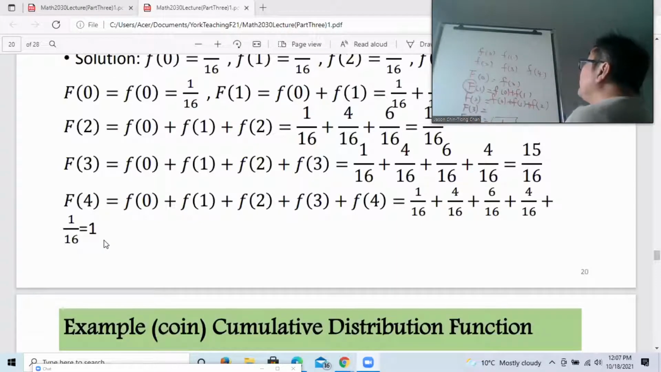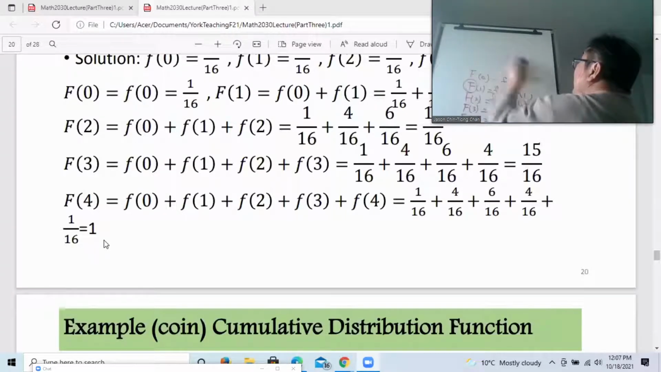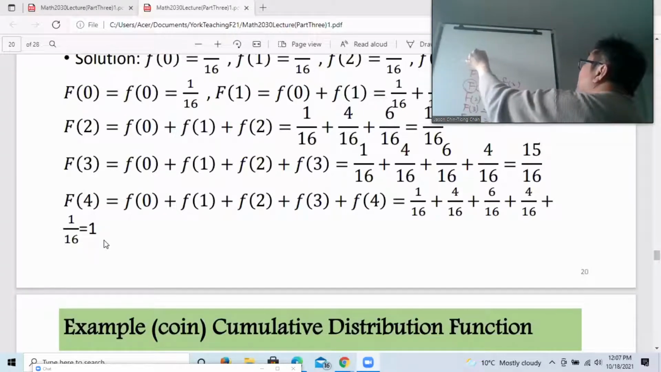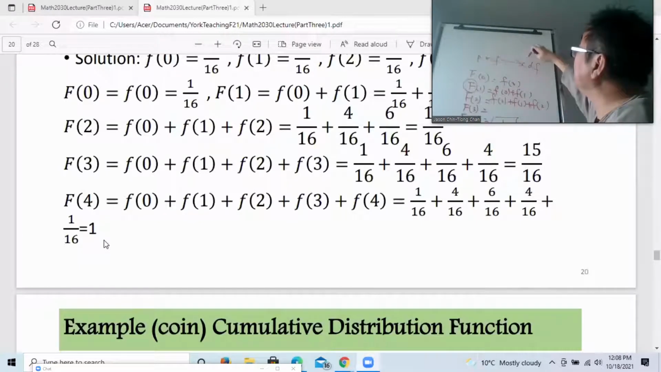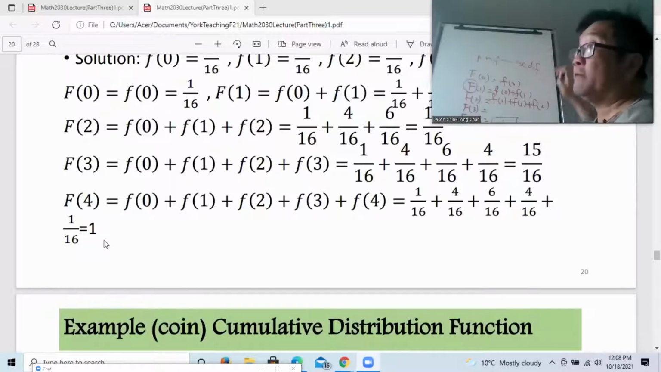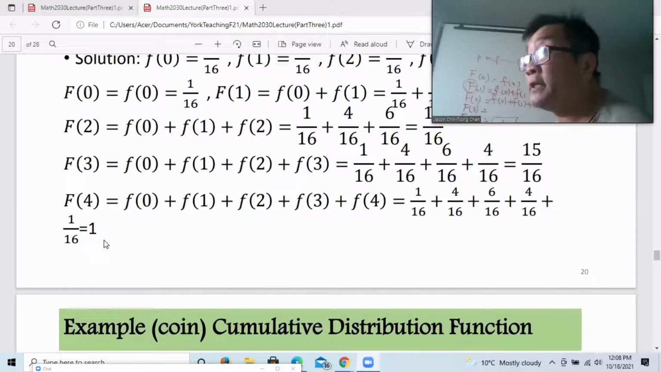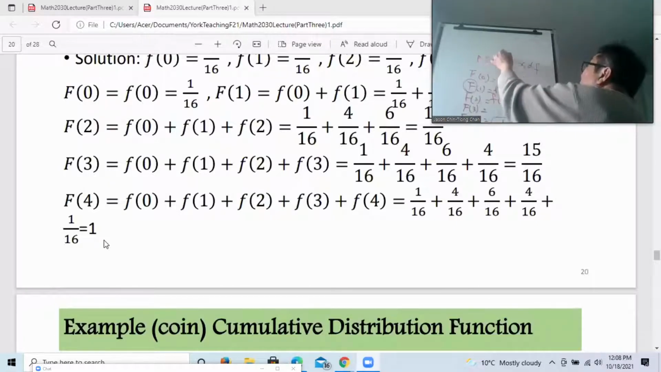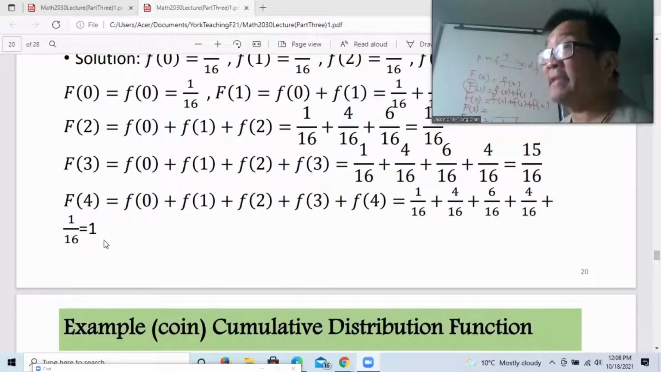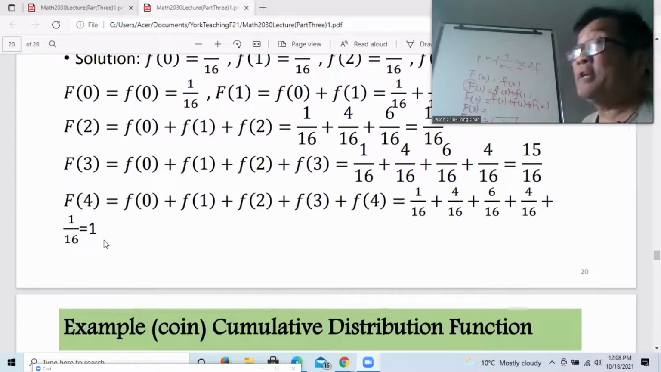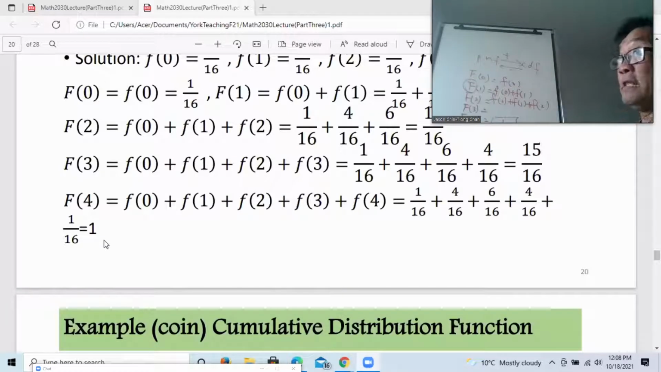So let me erase this one. Okay. So from PMF to CDF, what do you do? What's the process from probability mass function to cumulative distribution function? Do you do addition or subtraction? Yes, additions. If you want to go back, the opposite is what? Minus. Yeah. So the same thing, this is for discrete.